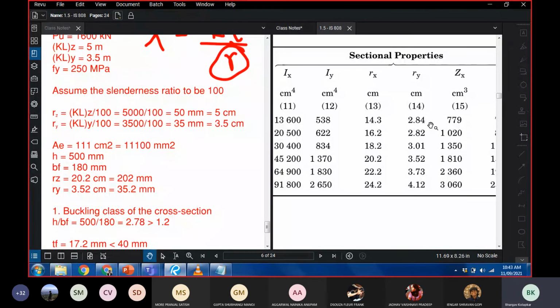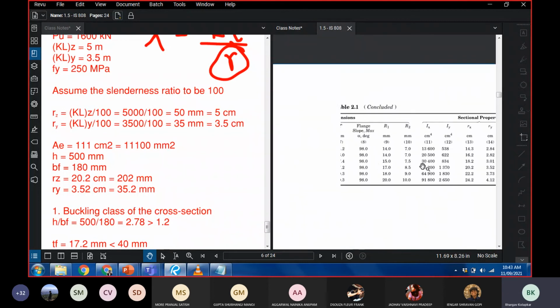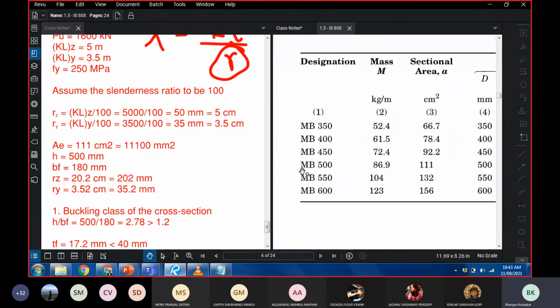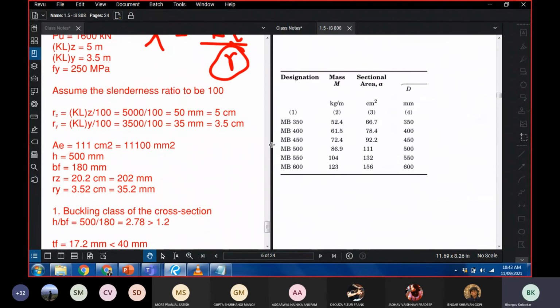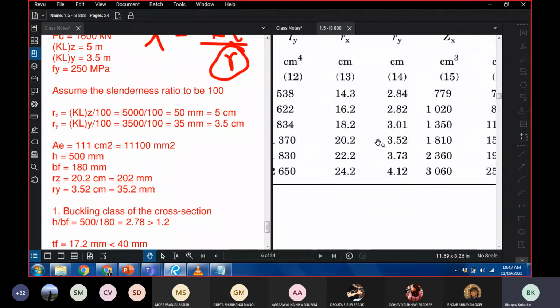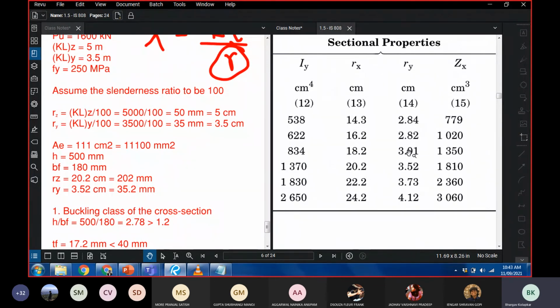So here, this one, 3.52. Which section is this? ISMB 500. So ISMB 500 has a value of Ry that is greater than 3.5 and a value of Rz that is greater than 5. Okay.